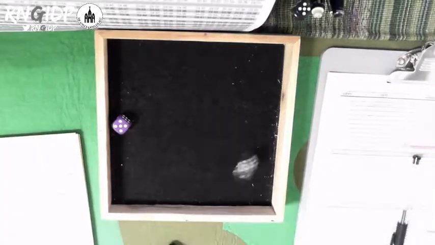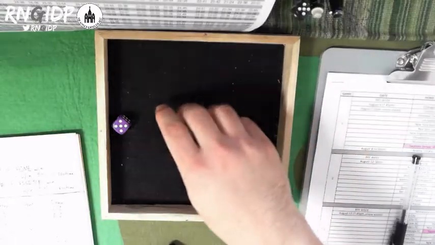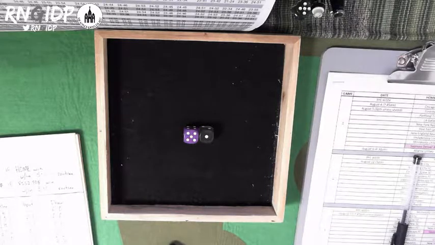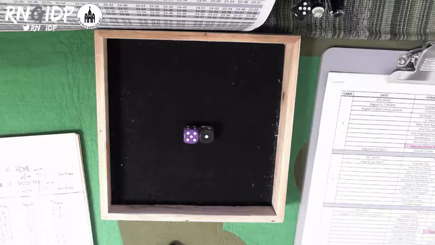Oh, got to get it in the box. So purple is the ones. That's a 51, so right on the fringe. It was 24 to 51, but Chicago is going to get the win. So the win goes to Chicago. Now we need to get the score.